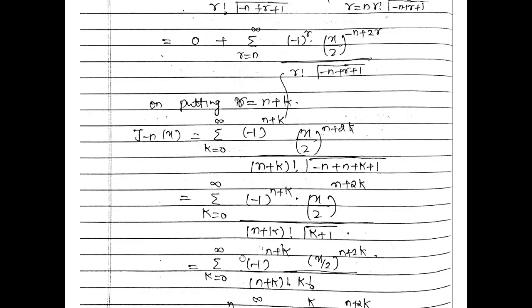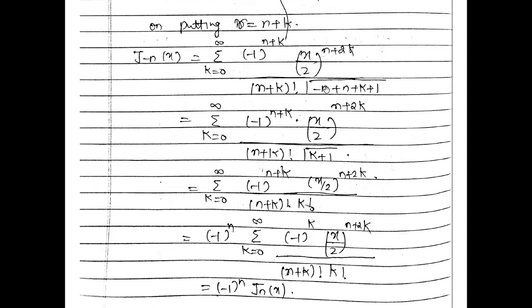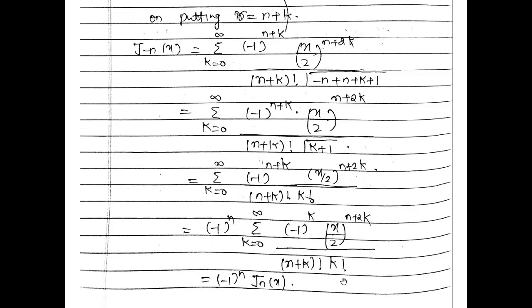So just solve this and we will get summation k is equal to 0 to infinity, minus 1 to the power n plus k, x by 2 to the power this step upon n plus k and k plus 1 here, right? Because n will be cancelled out in this term. Now minus 1 to the power n we are taking outside from here because our series is minus 1 to the power r type. So we need only 1 here. So summation k is equal to 0 to infinity, minus 1 to the power k, x by 2 to the power n plus 2k upon n plus k factorial into k factorial.